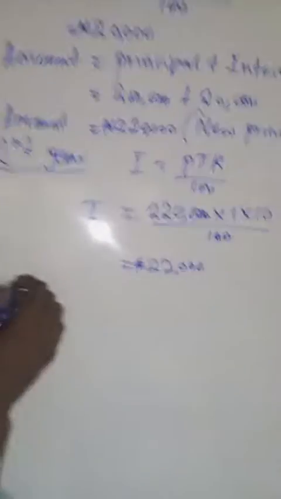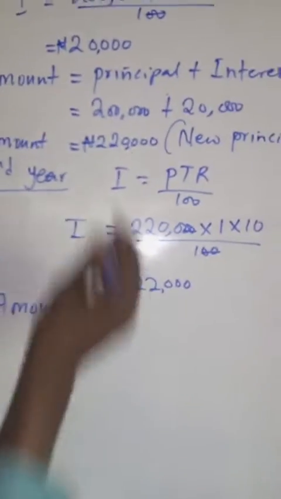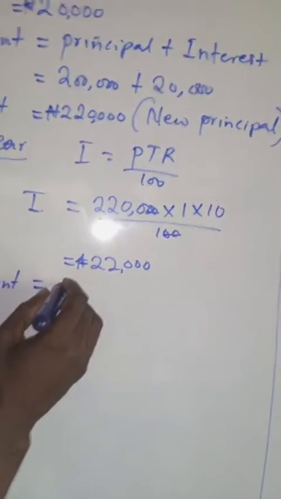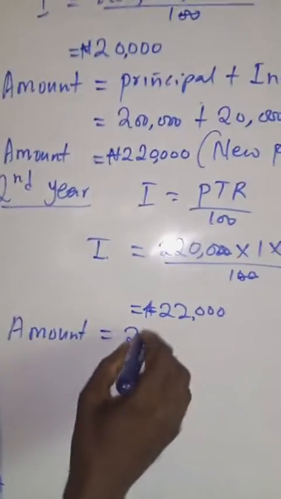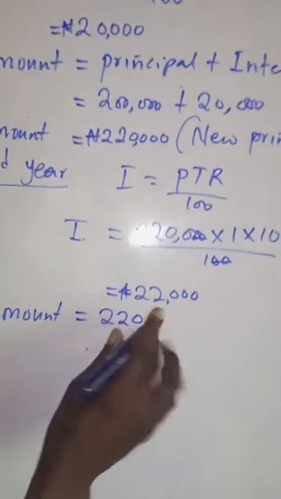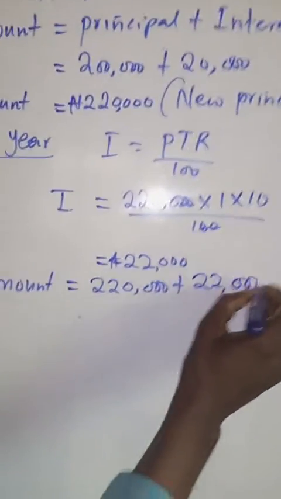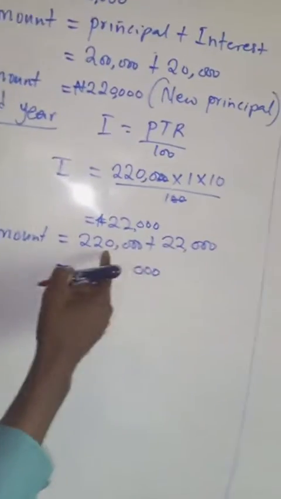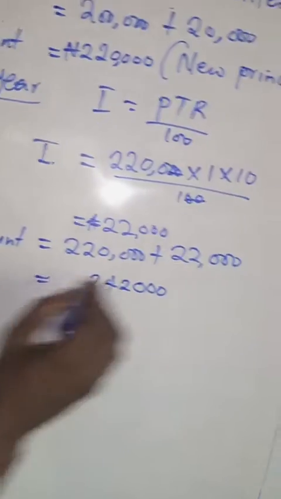Then I look for the amount. My amount is principal plus interest. So my last principal is 220,000. I add it to 22,000, and that gives me 242,000.